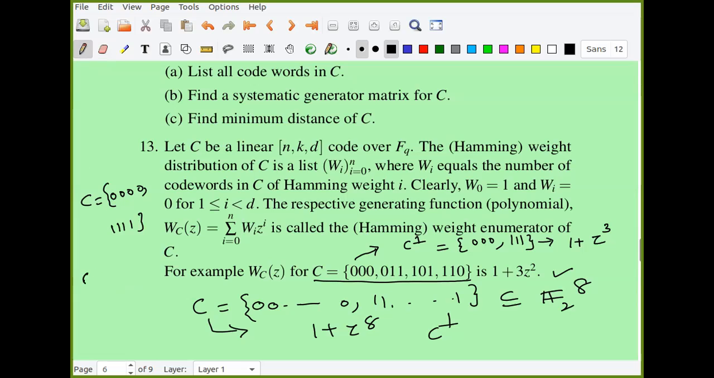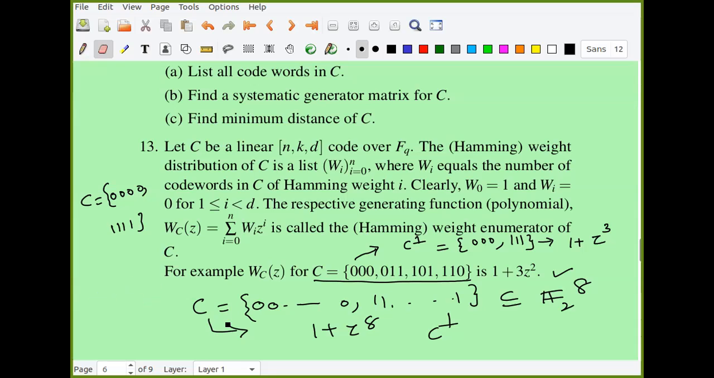This is my C, and this is C perp. He's saying that C perp does not contain a vector with odd length. So he's telling that I cannot have this vector here in C perp. Why? Because every vector here is orthogonal to every vector here, right? So it is orthogonal to this, which means the weight should be even. Are you following?